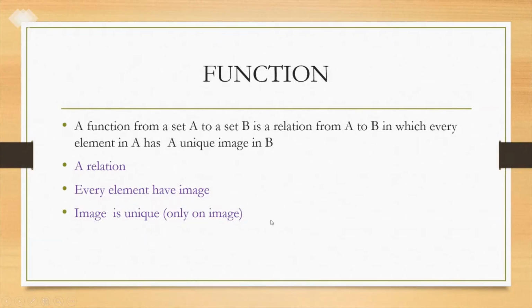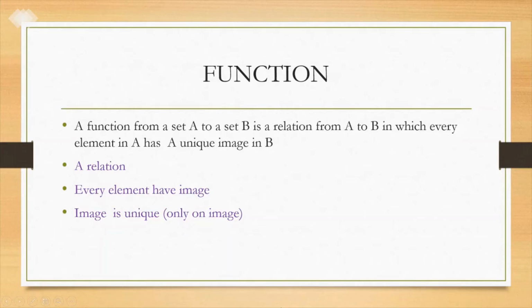So a function from a set A to a set B is a relation. First of all, it's a relation from A to B, every element has an image, and the image is unique. So a function from a set A to a set B is a relation from A to B in which every element in A has a unique image in B.